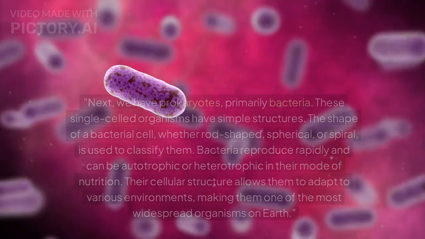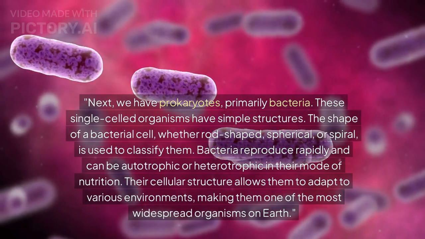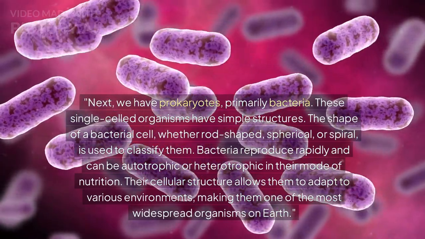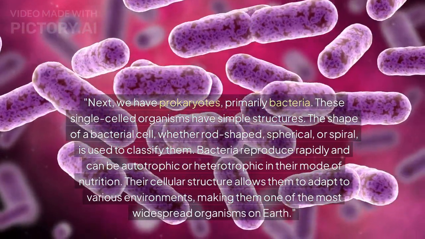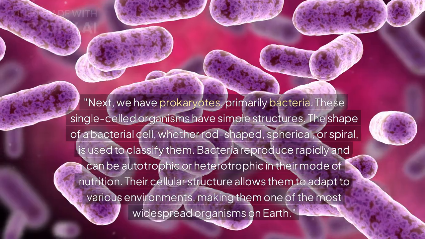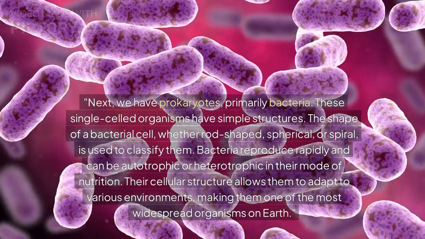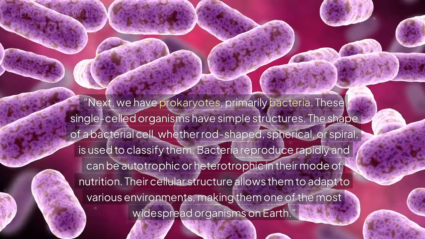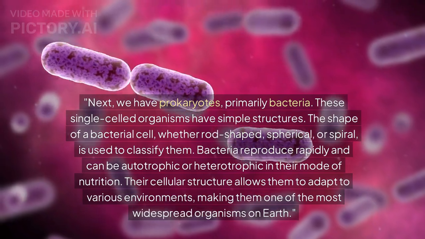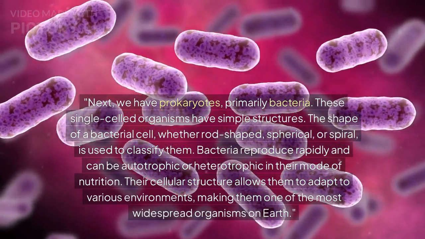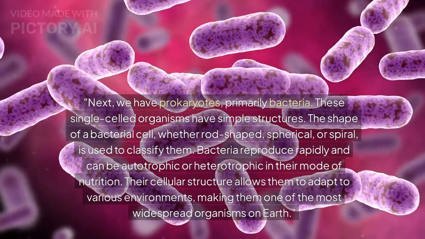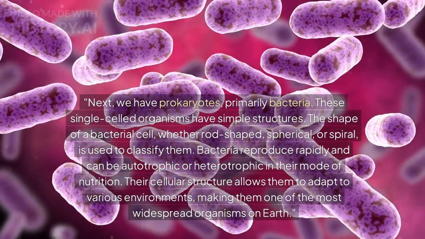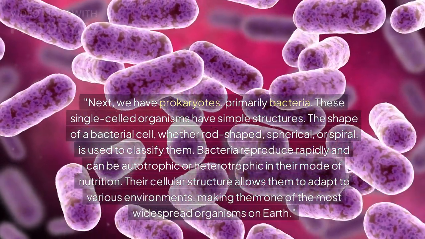Prokaryotes, bacteria. Next, we have prokaryotes, primarily bacteria. These single-celled organisms have simple structures. The shape of a bacterial cell, whether rod-shaped, spherical, or spiral, is used to classify them. Bacteria reproduce rapidly and can be autotrophic or heterotrophic in their mode of nutrition. Their cellular structure allows them to adapt to various environments, making them one of the most widespread organisms on Earth.